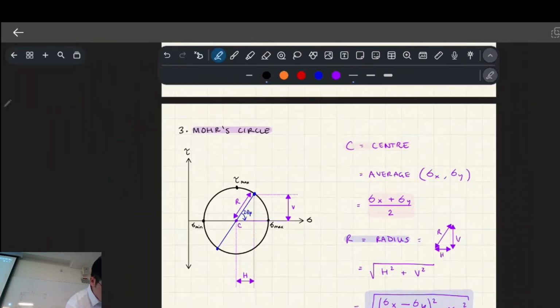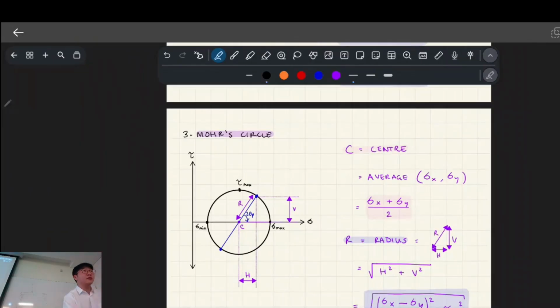Again, formulas, very similar to last week, but there's ways to find the middle of the circle, and there's ways to find the radius of the circle.